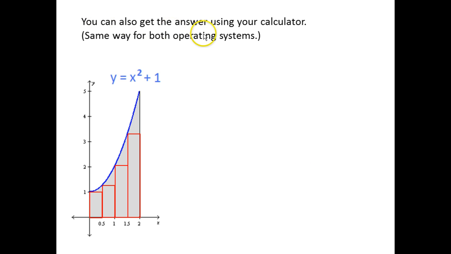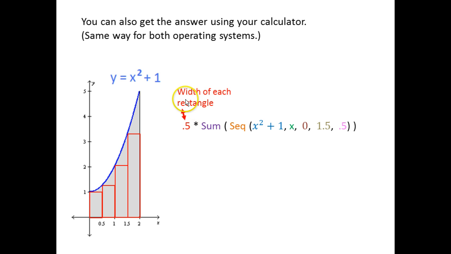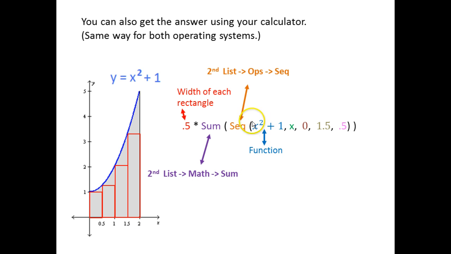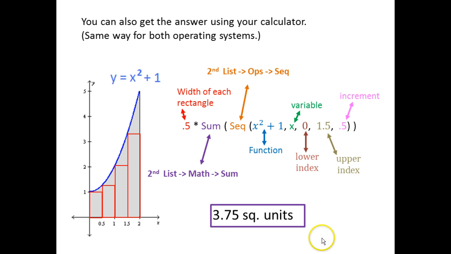You can also use your calculator and it works the same way for both operating systems. So 0.5 is the width of each rectangle. Then you get the word sum, sequence. This is the function. x is the variable that we're using. 0 is the lower index because this first rectangle touches the curve at x equals 0. 1.5 is the upper index because this last rectangle touches the curve at x equals 1.5. And then 0.5 is just the width again of each one. Just punch that in and it'll give you 3.75 square units.